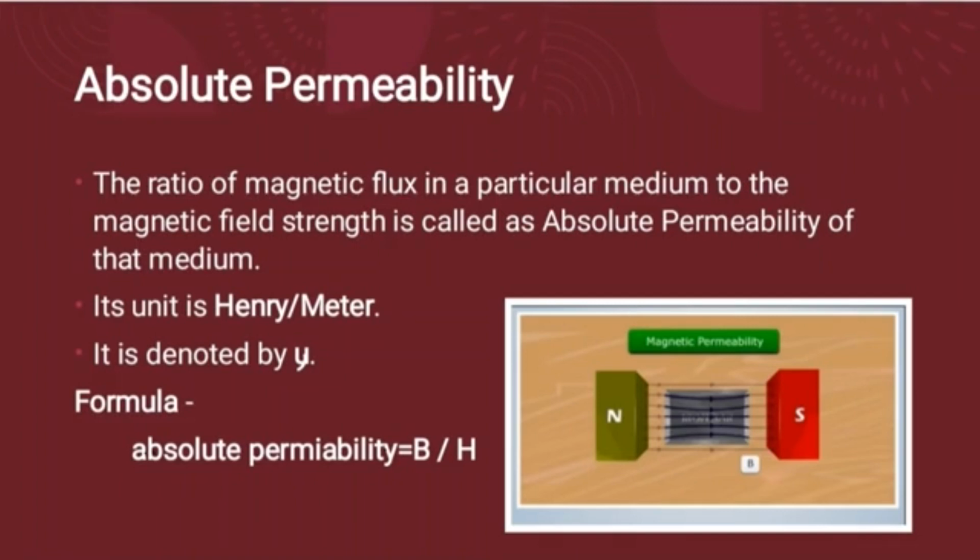Here there are two types of permeability: the absolute permeability and the permeability of free space. Firstly, absolute permeability: the ratio of magnetic flux density in the particular medium to the magnetic field strength is called the absolute permeability of that medium. Its unit is Henry per meter and it is denoted by mu. So mu is equal to B by H.